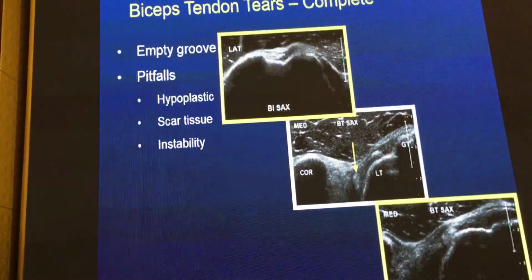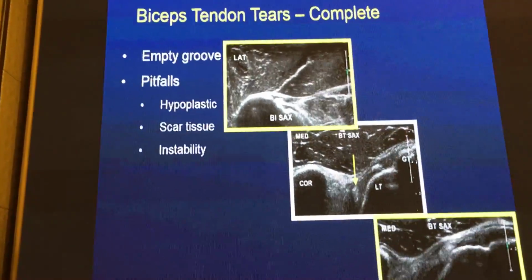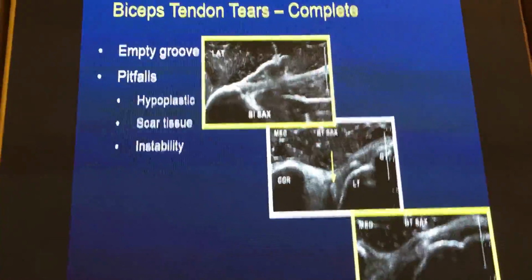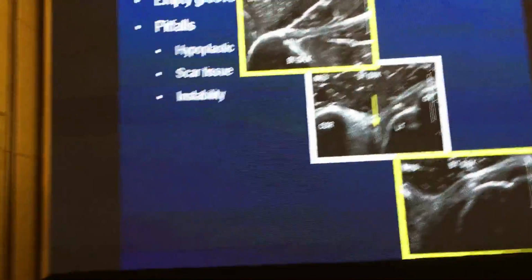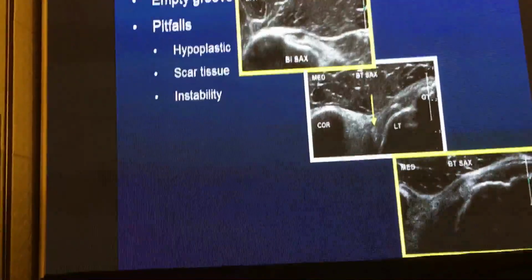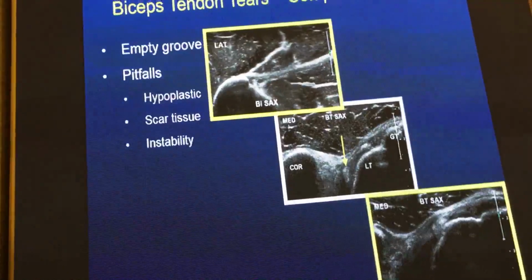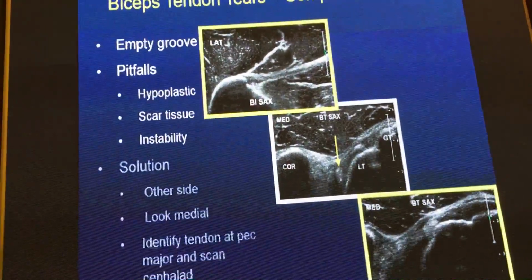The big pitfalls are that you can have scar tissue in that area that mimics having a tendon, and that's why you have to scan up and down. The other thing is if you have a complete dislocation of your biceps tendon, then you're going to have an empty groove. And so you need to make sure that it's not just due to a biceps tendon dislocation, but in fact it's due to a full thickness tear.